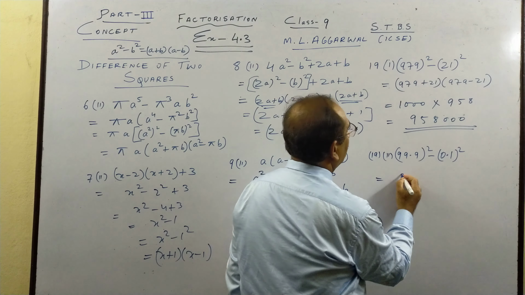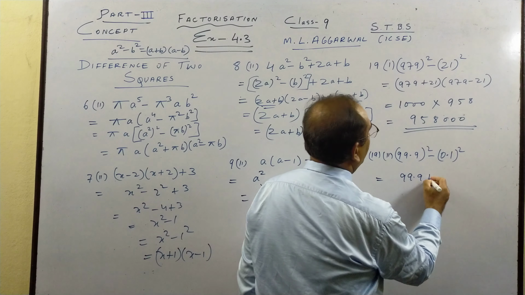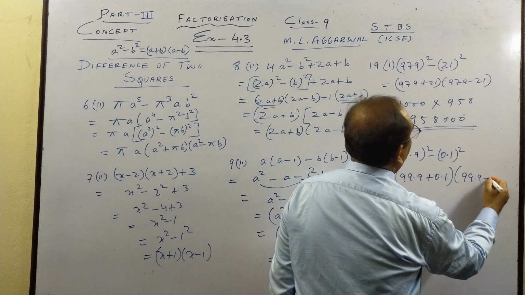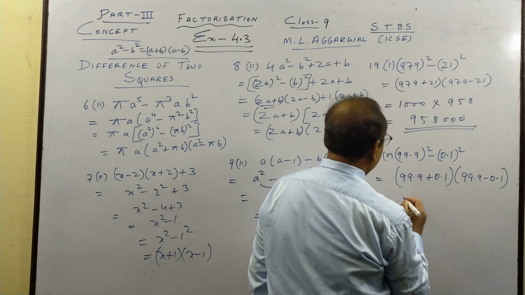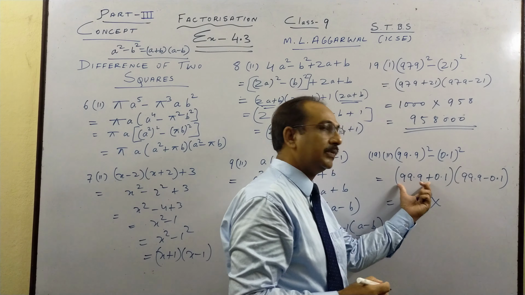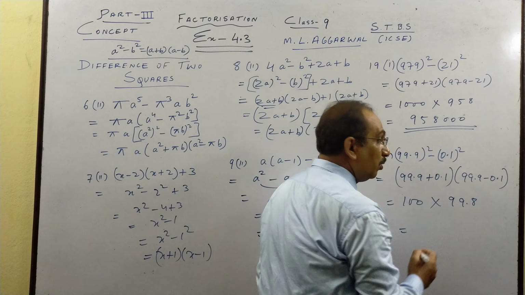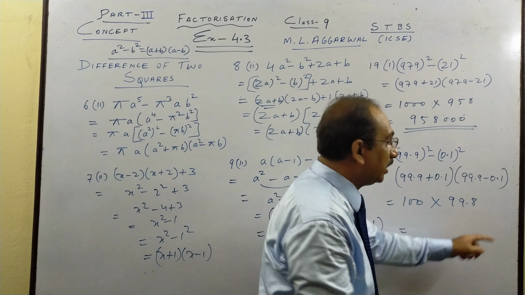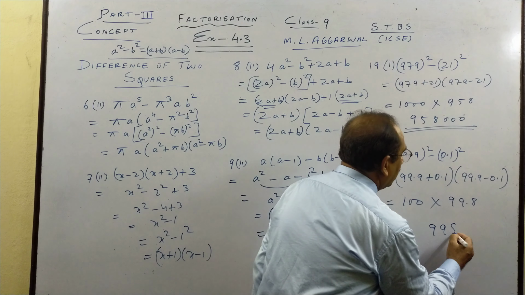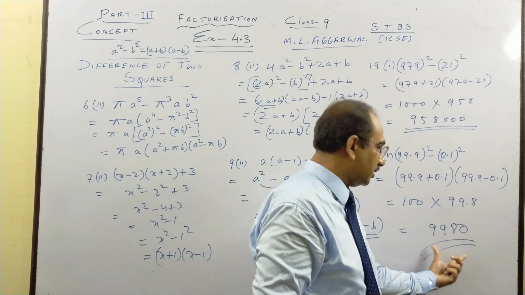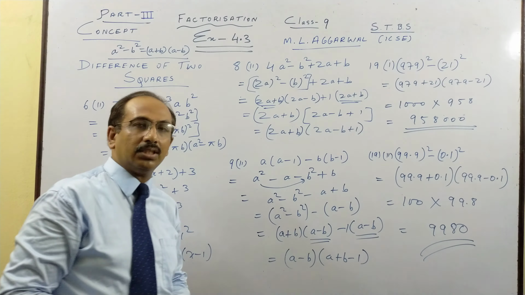See here, same way. 99.9 plus 0.1, 99.9 minus 0.1. This gives you 100, children. And this will give you 99.8. So when you multiply by 100, it will go 2 decimal places. So 9980 will be my answer. 1 place, 2 place. So this is all about today's session.